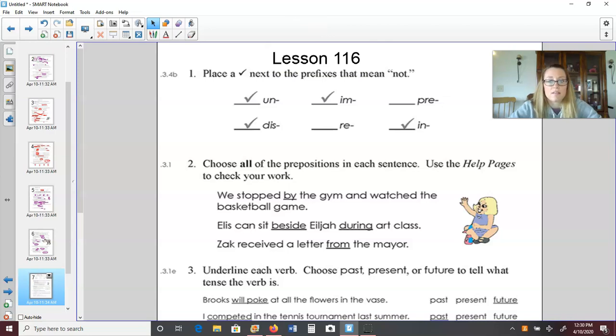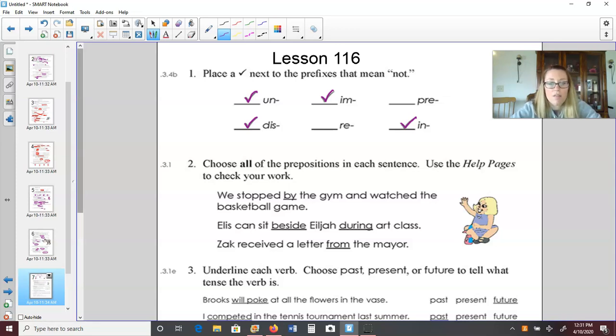All right, so place a check mark next to the prefixes that mean not. We looked at some of these prefixes in the last lesson. Un, like if you are unavailable, you are not available, so that means not. Im, if something is impossible, it's not possible, so that means not. Preheat, does that mean to not heat the oven? No, it means to heat it before. Dis, if you are disrespectful, it means not respectful, so dis means not. Re, like if you replay the movie, does that mean to not play it? No, it means to play it again. How about in? Incorrect. That means to be not correct. So those four prefixes mean not.